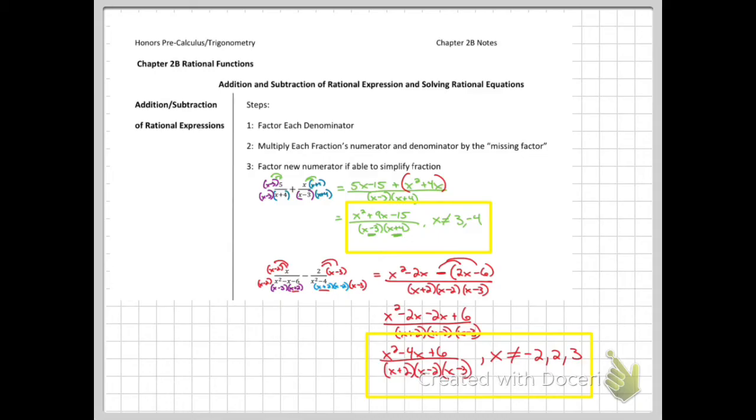Okay, let's see what happens on the next one. Pause the video. Practice your factoring. Factor both denominators. If you don't pause your video, you're just going to see me do it, and that's not going to help you.